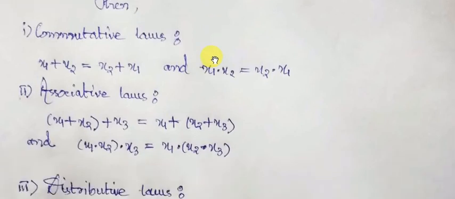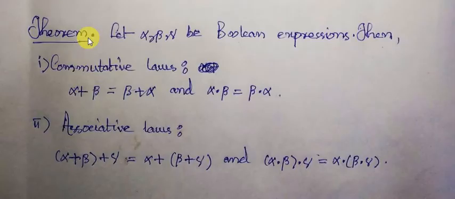We shall consider the similar theorem in the case of Boolean expressions alpha, beta and gamma. We all know what Boolean expressions are and how to write them. Here we have considered three Boolean expressions, alpha, beta and gamma, and the similar theorem which we have learned in our previous classes, we shall consider for these three Boolean expressions alpha, beta and gamma.